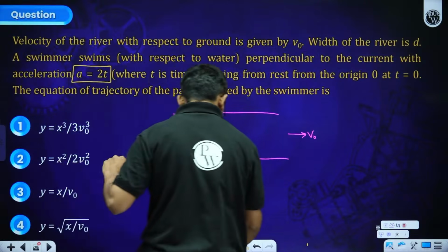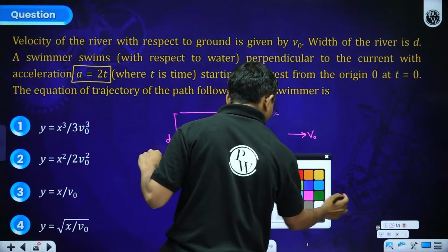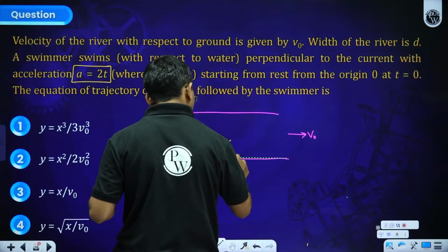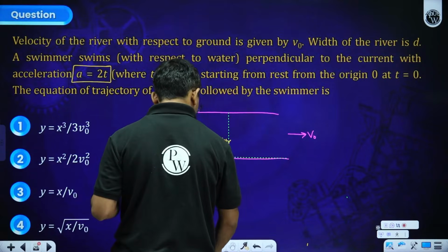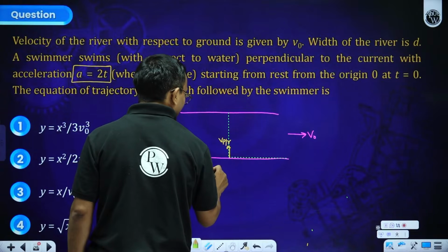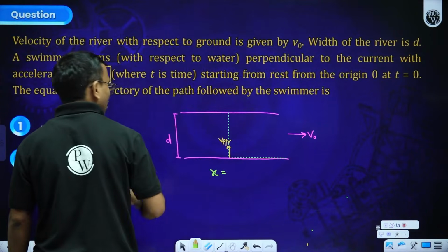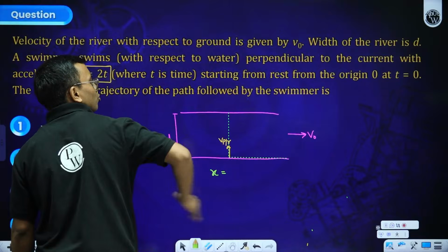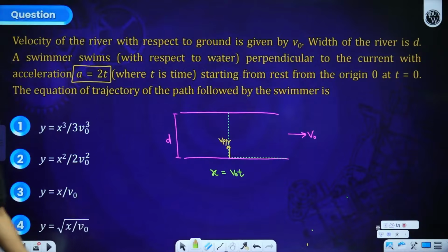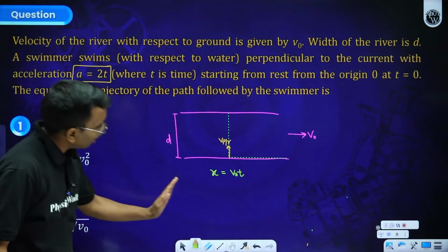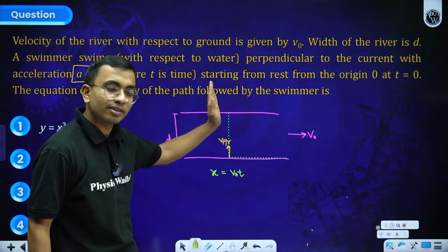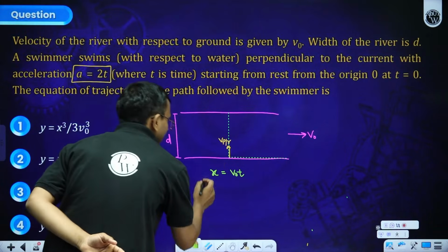Now see here carefully. I am taking this as my x-axis and this as my y-axis. How x will vary and how y will vary? If I write x, what will be x at any time t? Horizontal velocity is v naught into the time. That will be x at any time t. Okay. What will be y at any time t? It is moving along y-axis like this. What will be y at any time t?